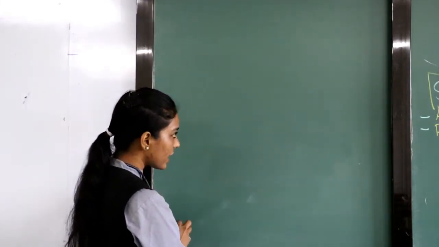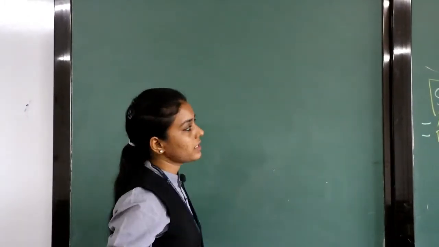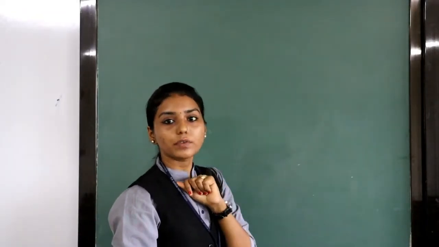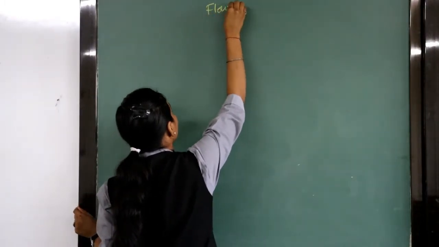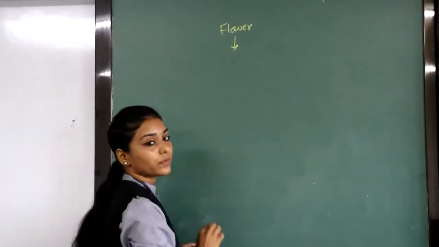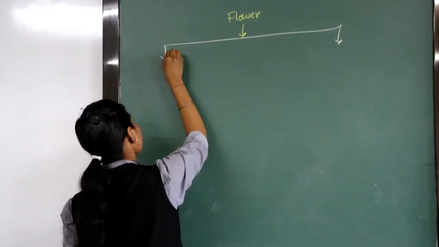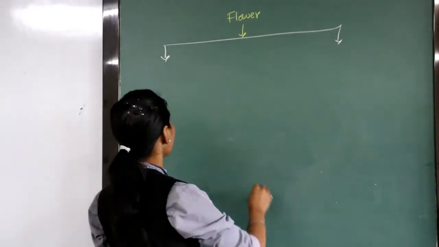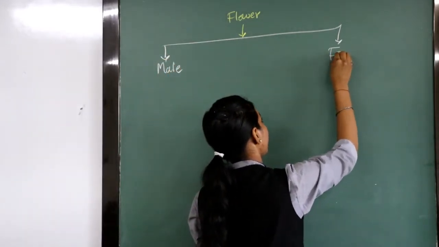So, first we will start with an overview, or I can say in chart form, how we can draw this, or how we can pictorially represent the male part and female part of a flower. Okay. Now, a flower consists of two main things. This is the easiest way to remember the reproductive organ of a flower. Okay. So, a flower consists of male and female.